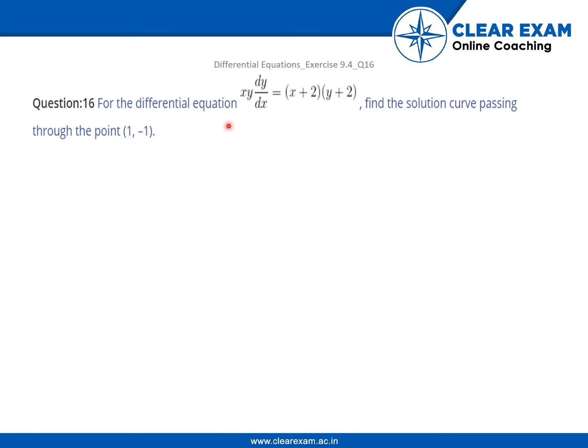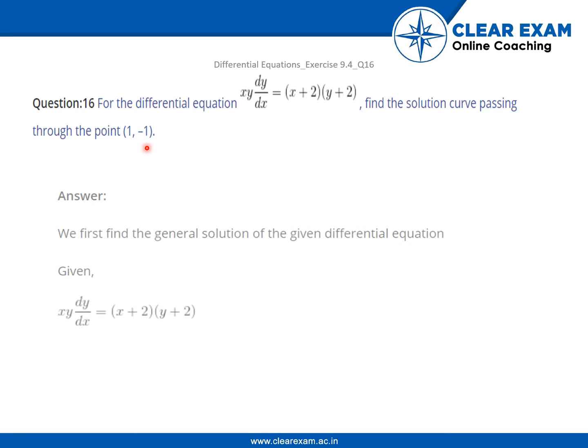For the differential equation dy/dx = (x + 2)/(y + 2), find the solution curve passing through the point (1, -1). So x will be 1 and y will be -1.